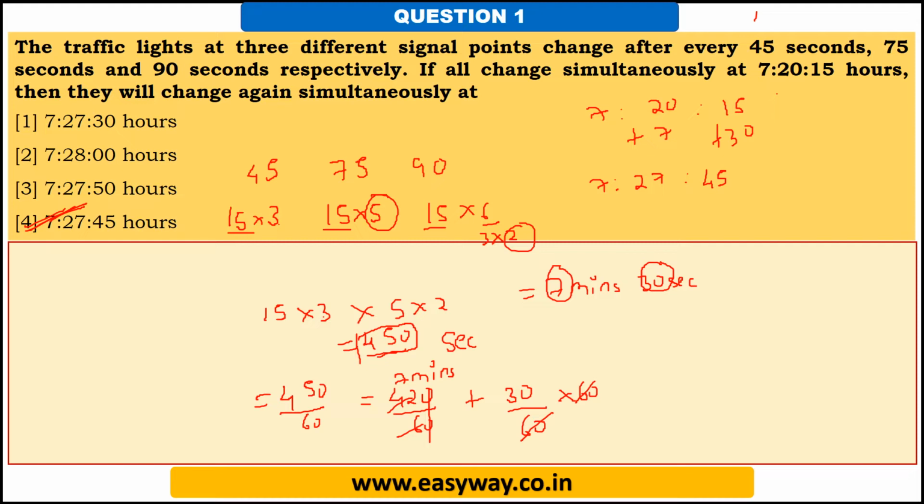So in this question, basically what we have done is first find the LCM of these numbers, then convert the answer, which is in seconds, into minutes and seconds, and then we got 7 minutes and 30 seconds, which we added to the initial time. So the answer we are getting is 7 hours 27 minutes and 45 seconds.